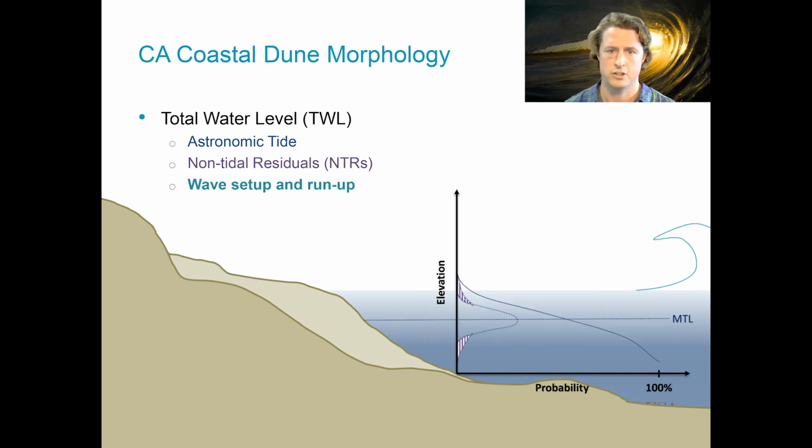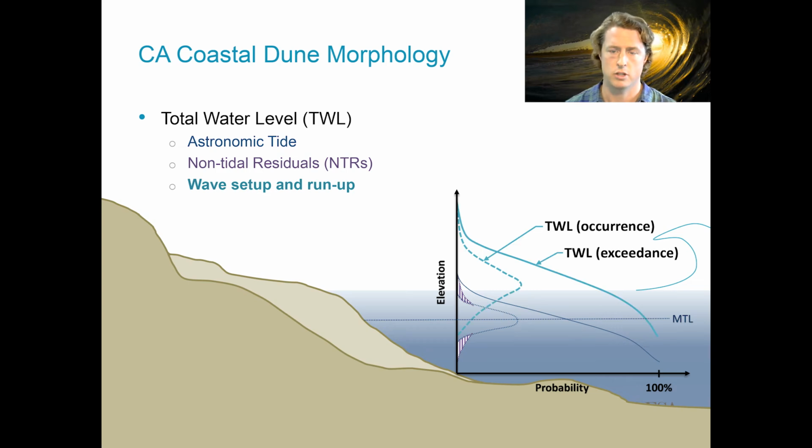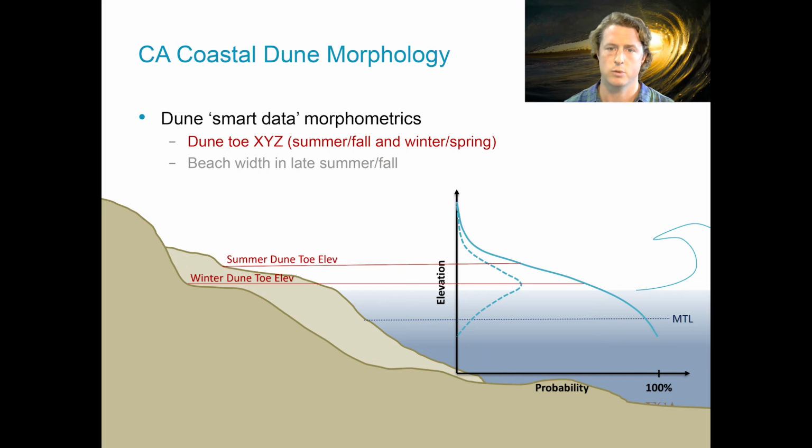Let's now consider the addition of waves. Wave setup and run-up raise the distribution of water levels, the amount of which depends on the local wave climate and shore geometry. Key features on a coastal profile can be related to water level exceedance. A summer dune toe that is relatively higher in elevation may be exceeded part of the time, whereas during the winter, the dune toe elevation will drop as storms erode the beach and impact the dunes more frequently.